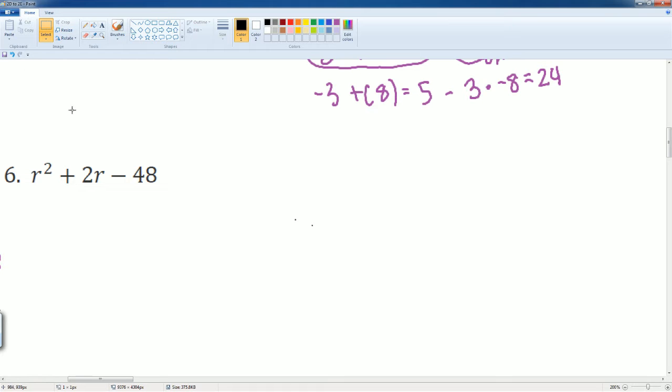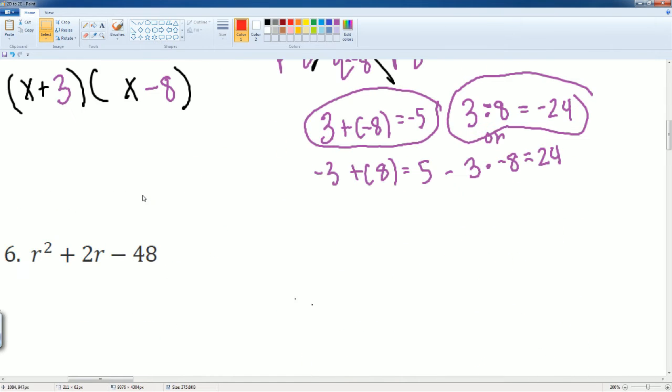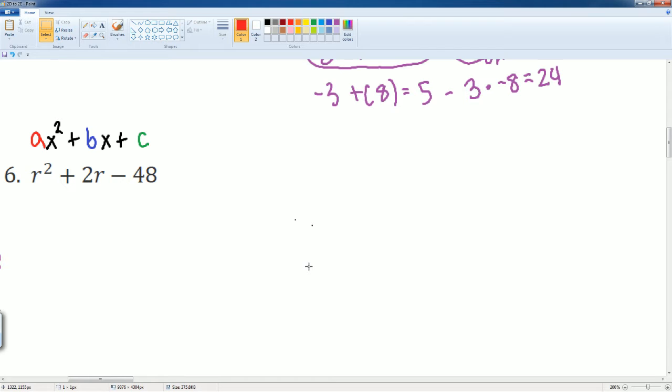Okay, I want to make sure I write out what it looks like. The quadratic will always follow this format. Okay, so now we can get our values. A is equal to 1, B here is going to be equal to 2, and C here is going to be equal to negative 48. They just like using R in this problem.